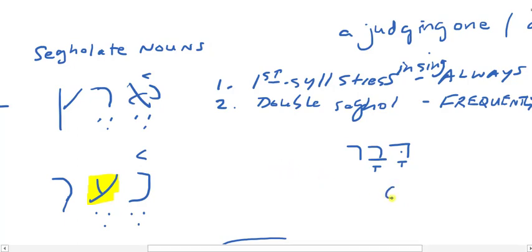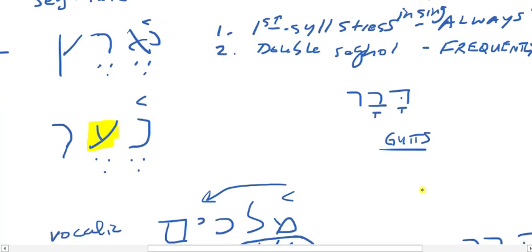Okay, let's just review our gutturals here for a second. What are the characteristics of gutturals? Well, we got to know what the gutturals are. What are they? Remind me. Ayin, Hey, Het, Aleph, and my guttural wannabe is Resh. Good. What are my three characteristics?